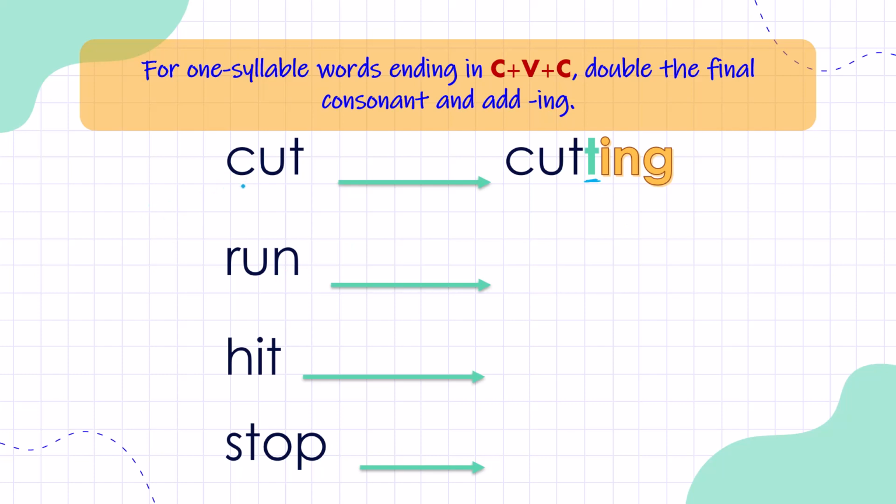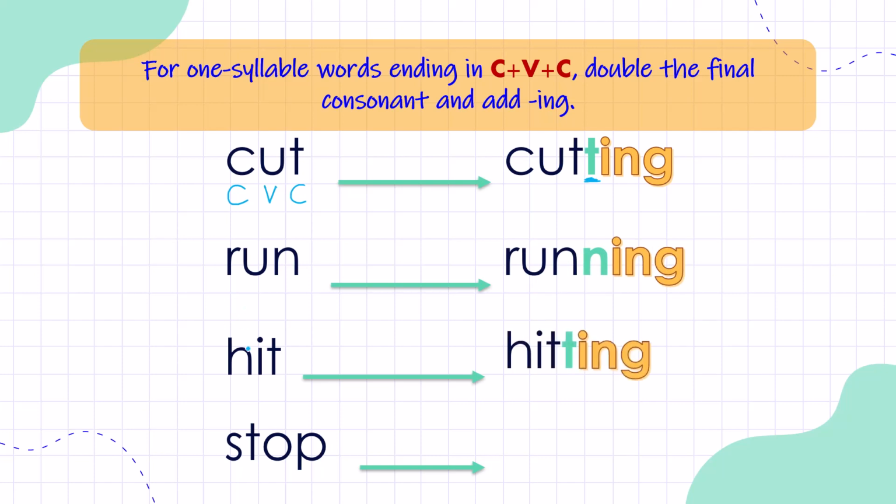Because here C is a consonant. Well, C stands for consonant. U is a vowel. V stands for vowel, and T is a consonant. C, V, C. So we have to double T. Or in the word run, run with double N at the end. Hit, hit. H is a consonant. I is a vowel and T is a consonant. So here we have to double the last letter. The same rule happens for the word stop, as I told you before.